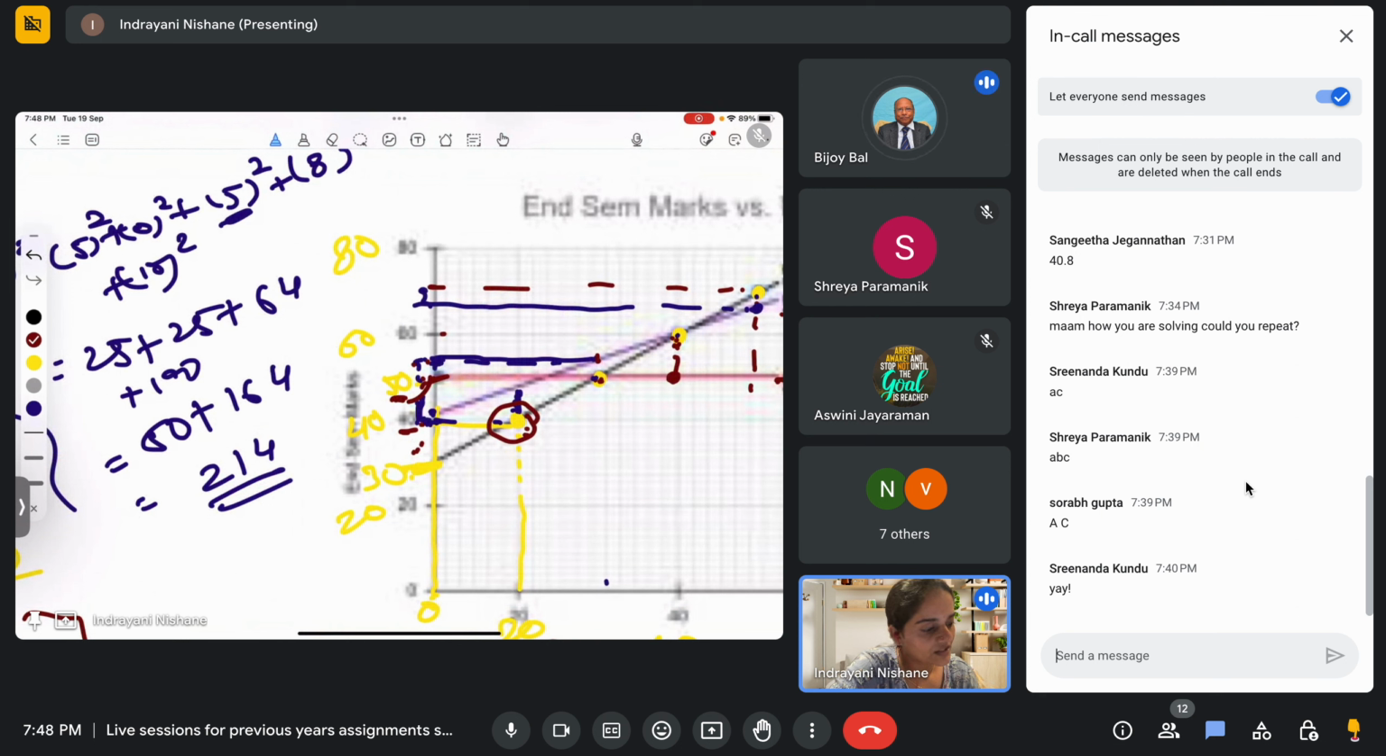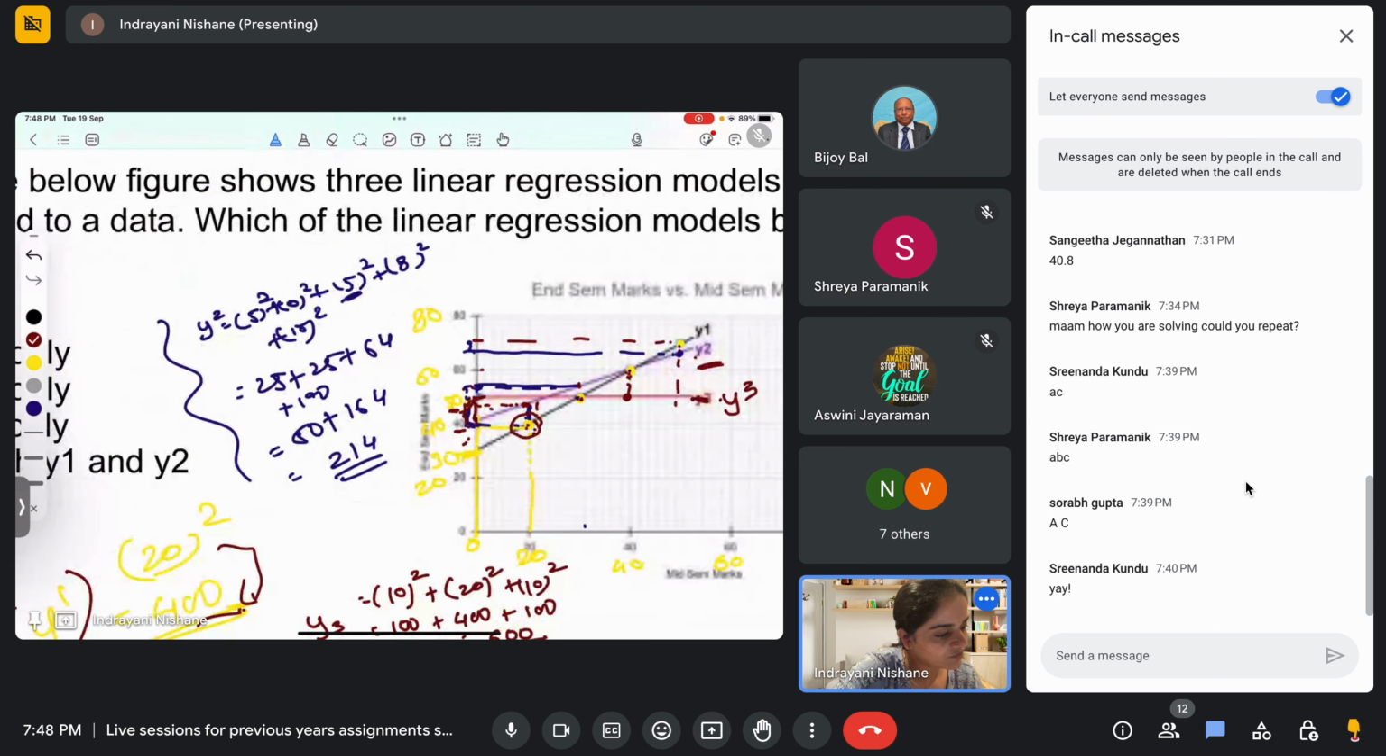Then coming to this point, this difference seemed to be 10. This is the actual value and this is the predicted value. So we saw this difference seems to be 8. And then lastly, the last data point, 50 minus 40, so 10. 50 minus 40, 10 square.